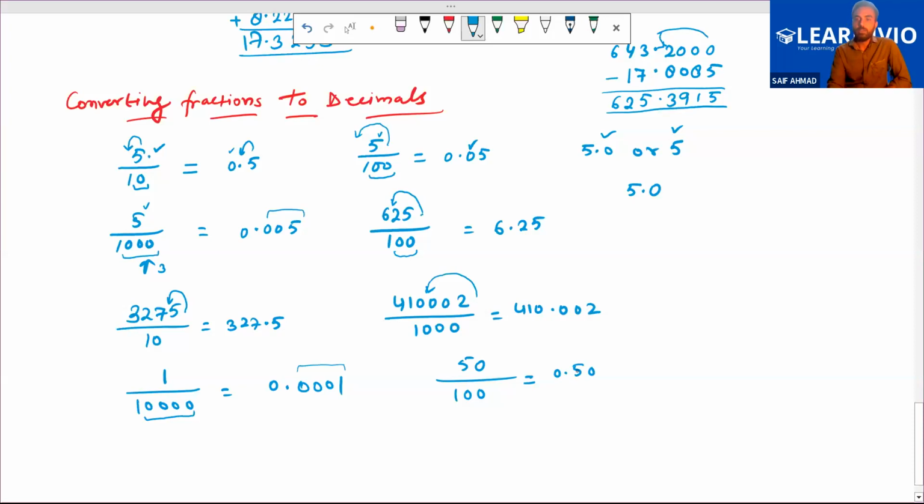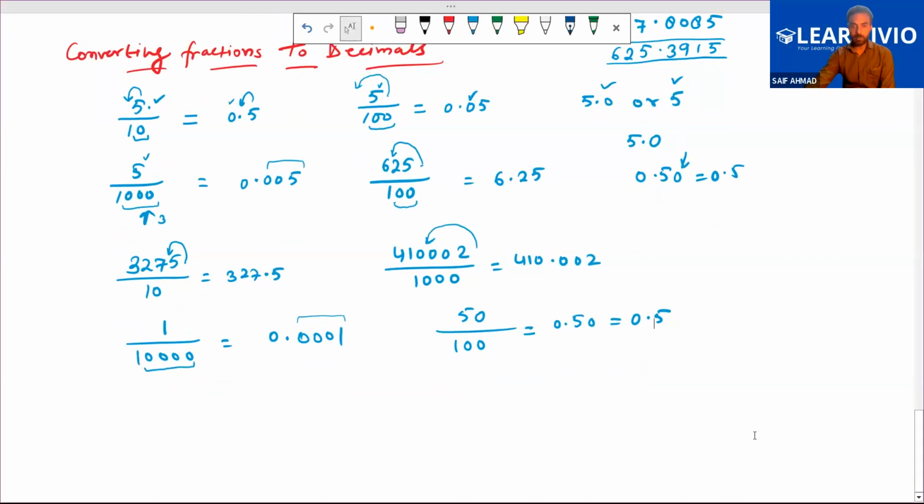You know that 0.50 is equal to 0.5. This zero is not considered. It's the same, so you can write the answer as 0.5 only. This is the simplest way if the denominator is in the form of multiples of 10. Understood? But if the fraction comes in the form 12 upon 5, how do you make the decimal?